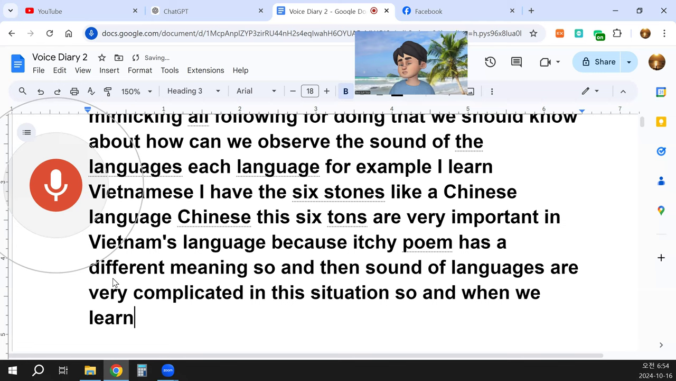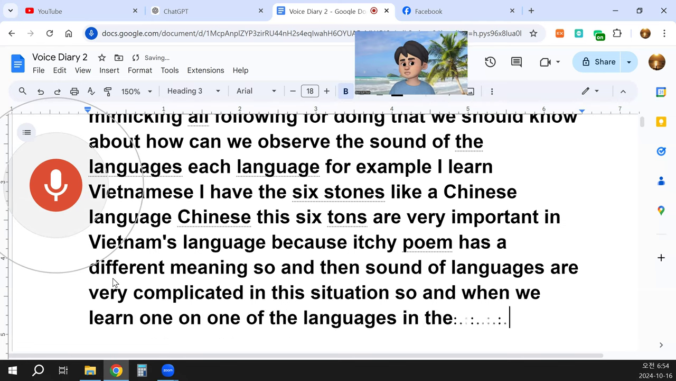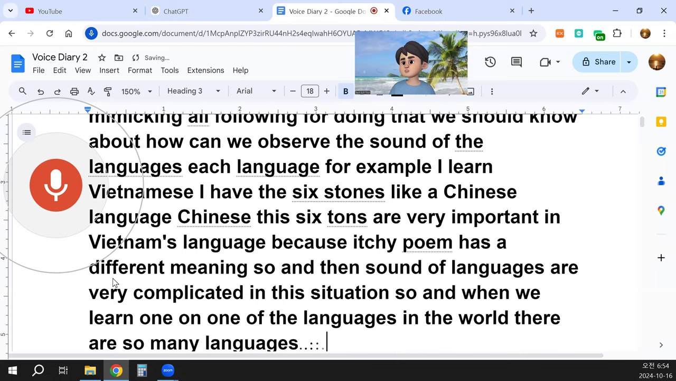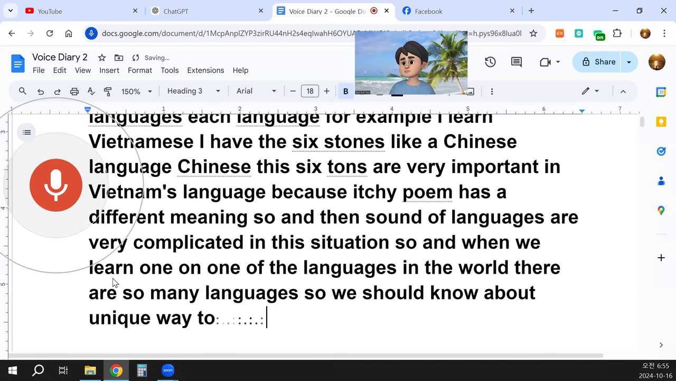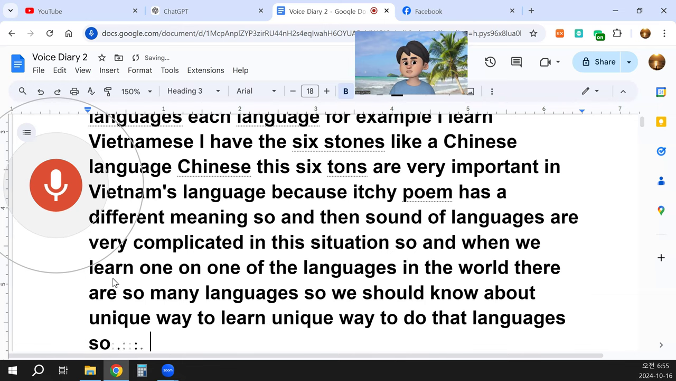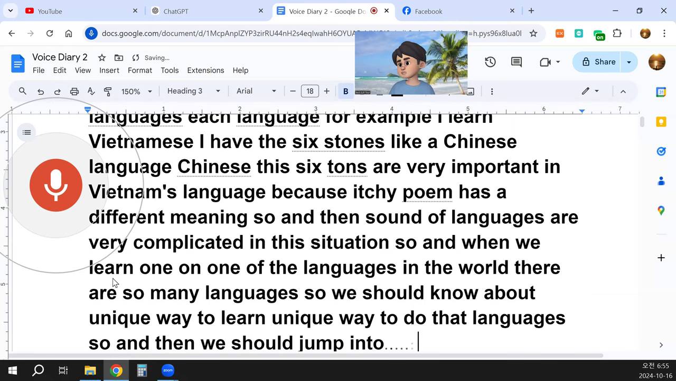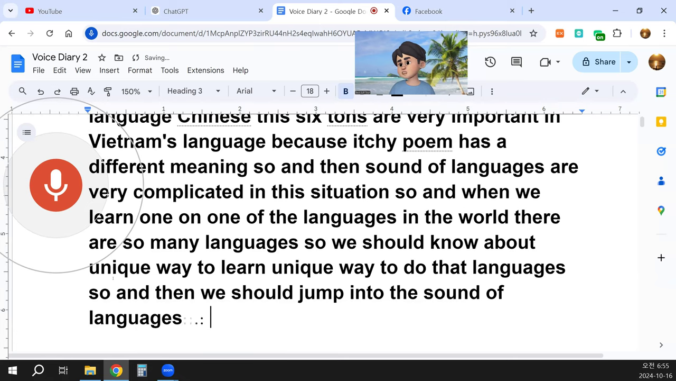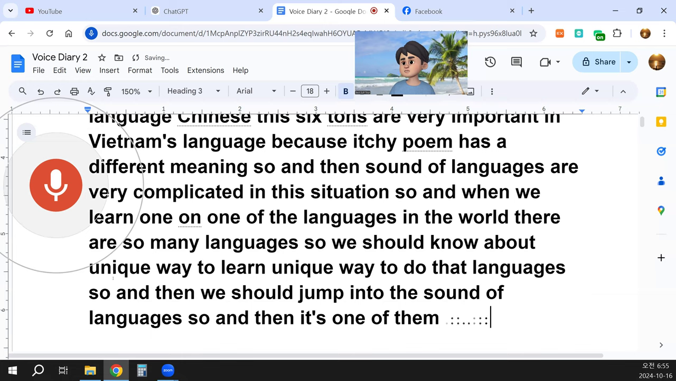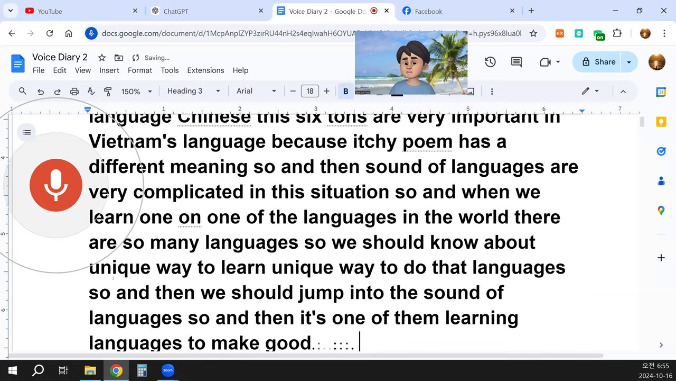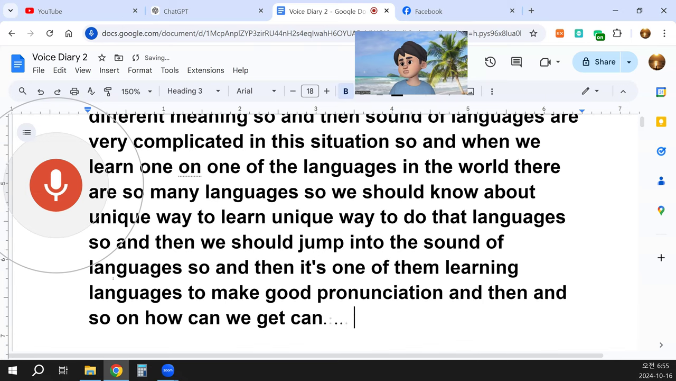When we learn one of the languages in the world, there are so many languages, so we should know the unique way to learn each language. So we should jump into the sound of languages. It is one of the parts of learning languages to make good pronunciation. And how can we get help from the AI?